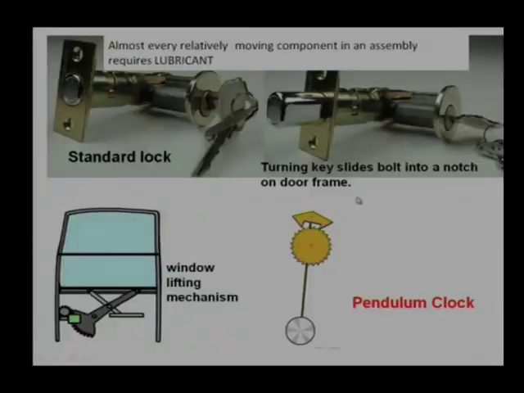restriction or jumping. Another common example is the pendulum clock. We know the pendulum clock has a relative motion as well as surface to surface contact. It requires a lubricant to work smoothly. If we do not provide lubricant, again it will not work, and it will consume more power than expected.